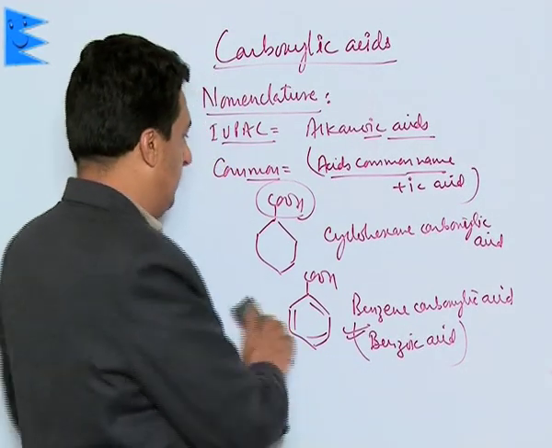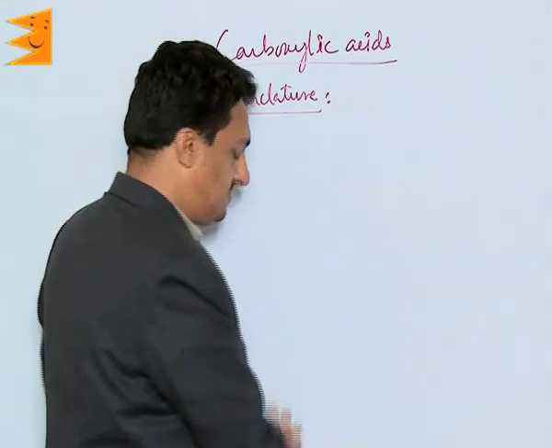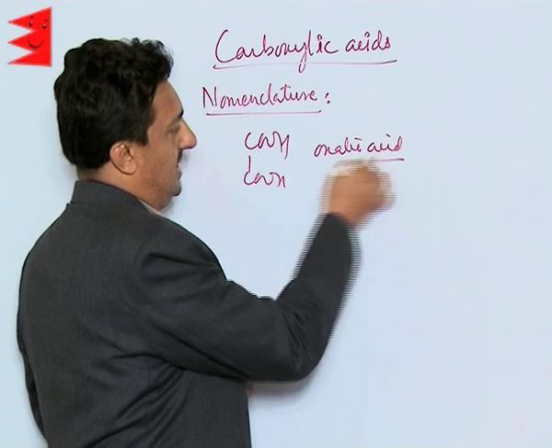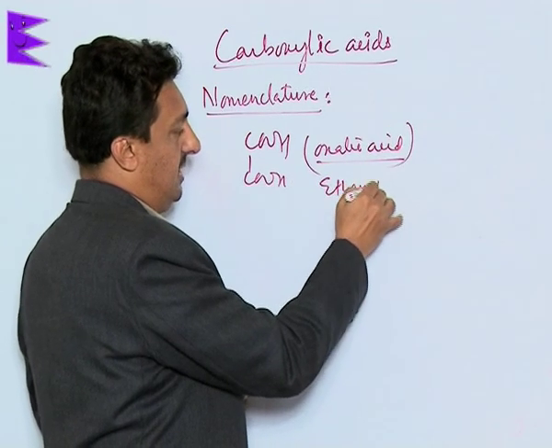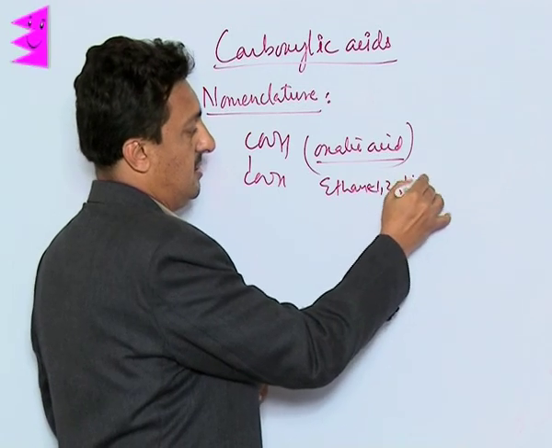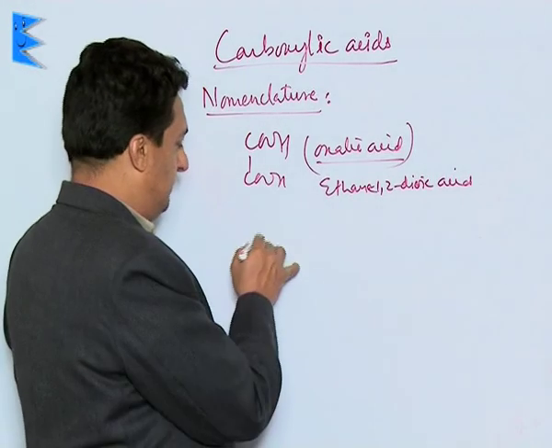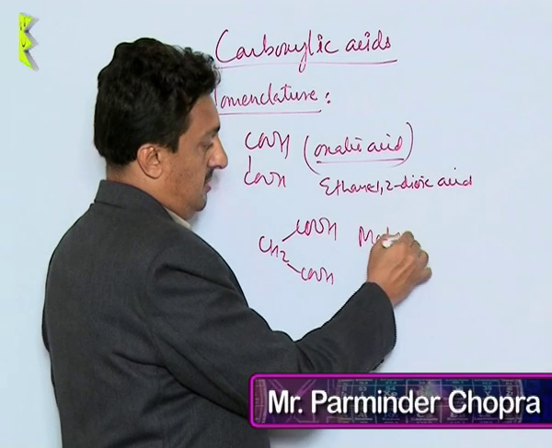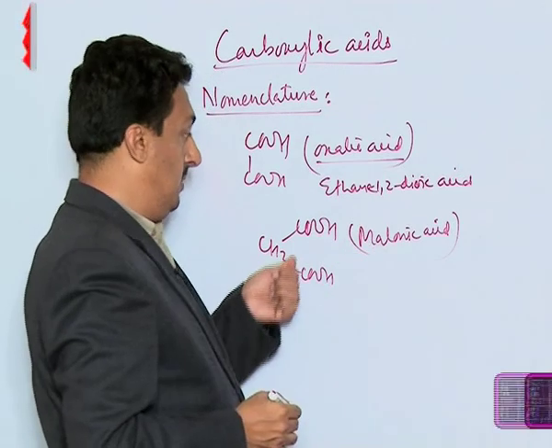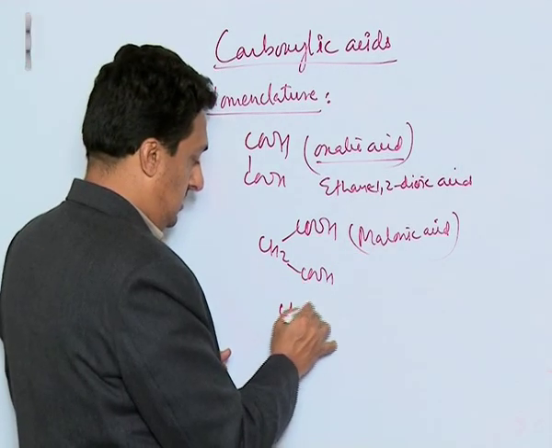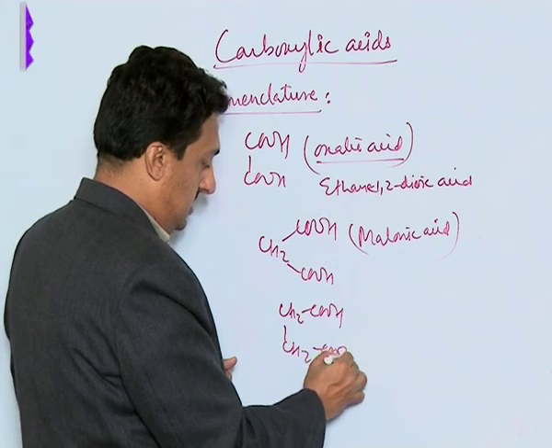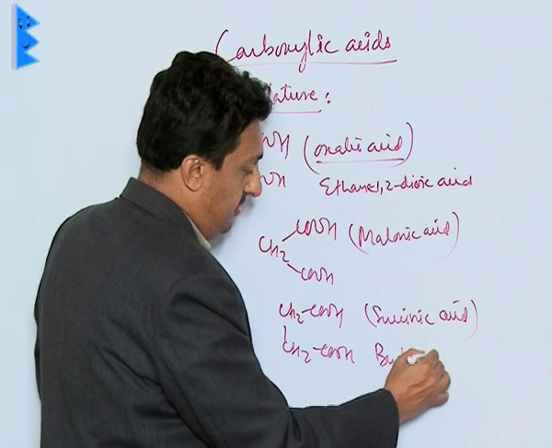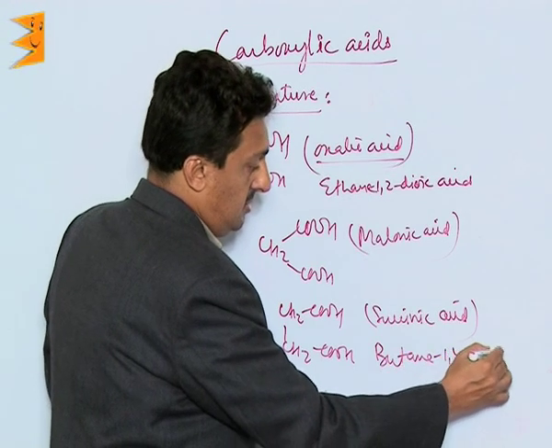Now let me give you some more examples of the common acids which we have. Like if we have 2 acid groups like this, remember it's called oxalic acid. In IUPAC nomenclature, it will be called ethane 1,2-dioic acid. The other example is of this type of acid which is called malonic acid. It will be propane 1,3-dioic acid. This one is called succinic acid. This will be butane 1,4-dioic acid.